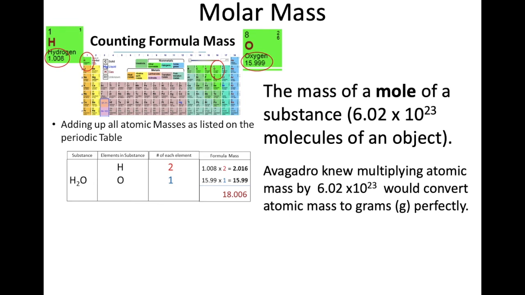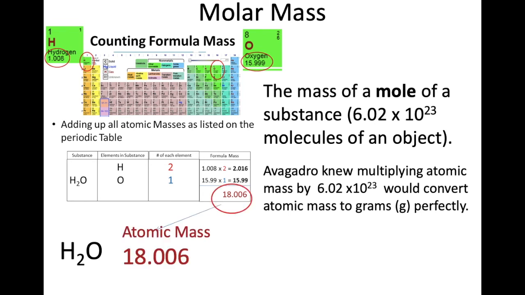So when Avogadro came up with this system, he knew that he could set up the periodic table so that if you multiply the atomic mass by 6.02 times 10 to the 23rd, we would automatically be able to convert atomic mass to grams in a perfect 1-to-1 ratio. So for water, H2O, my formula mass, my atomic mass is 18.006. This perfectly translates to 1 mole of water, which is going to be equivalent of having 18.006 grams. That's how many grams there is in 1 mole of water. And that's different for every substance that you're looking at.